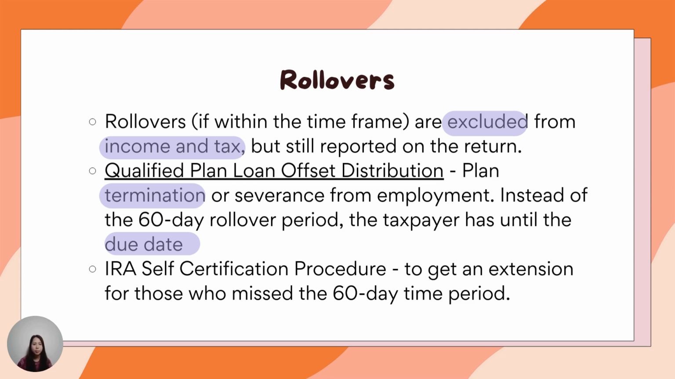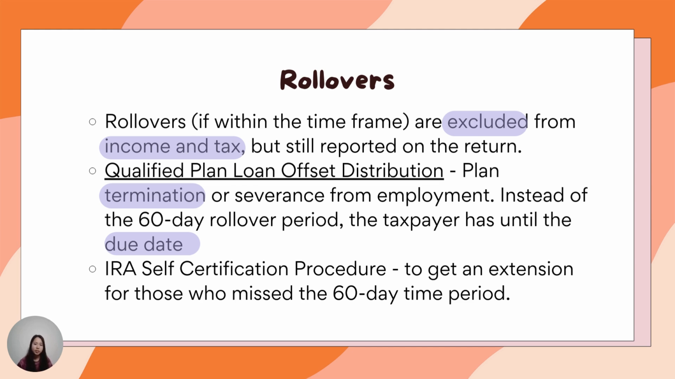A qualified plan loan offset distribution. Well, this is something that you can recommend to taxpayers because a qualified plan loan offset distribution is a plan termination or severance from employment instead of the 60-day rollover period. In this case, the company will give this to the taxpayer, and that means they have to roll over their accounts by the due date, not by the 60-day period. So make sure you watch out for that if they bring that along as well.